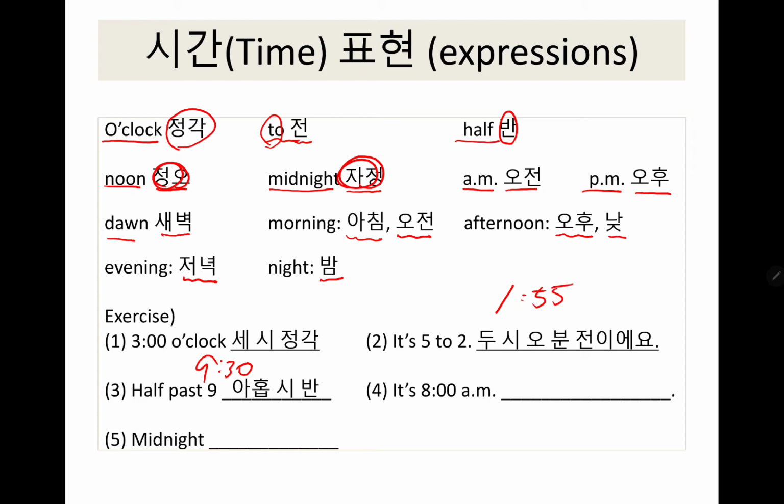So, right? It's 8 a.m. You would say 오전 8시예요. Remember, we say AM, PM first and then the time. 오전 8시예요. Midnight is 자정. We just learned it, right? 자정. Okay, good.